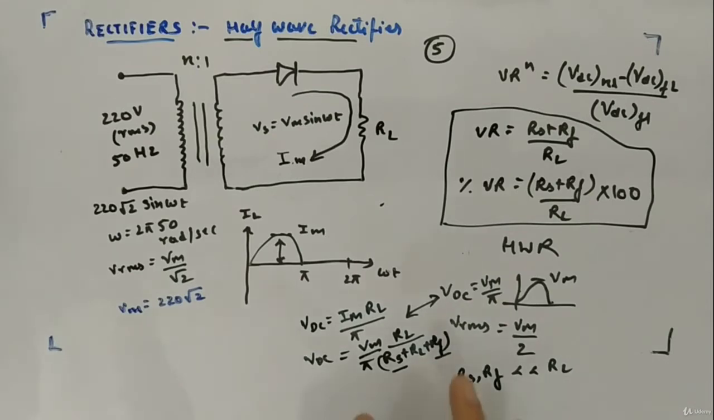So this is an important point, it sometimes makes confusion. When we have to ignore these resistances, you have to be careful.